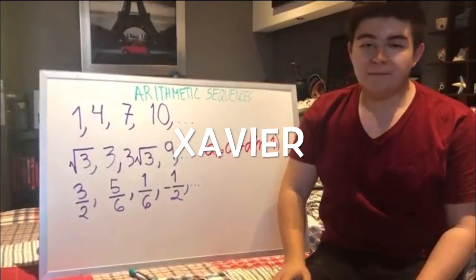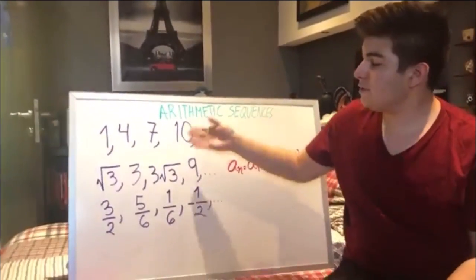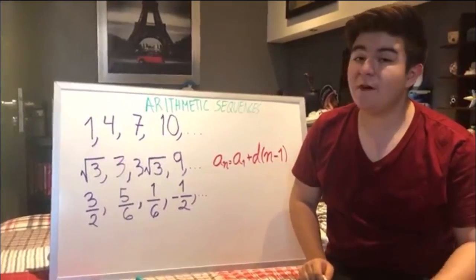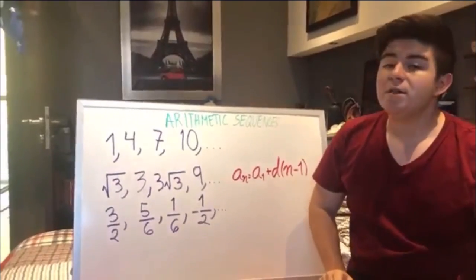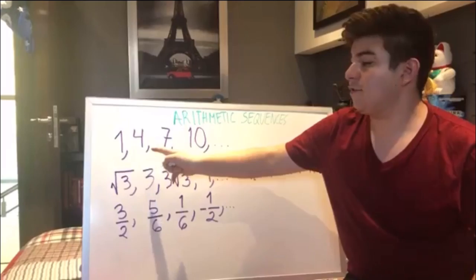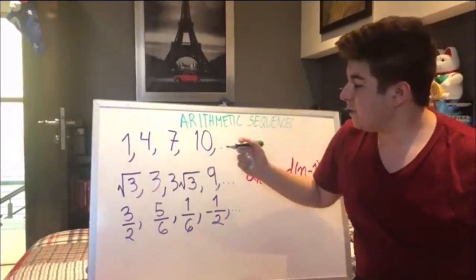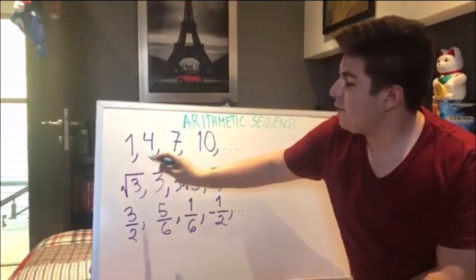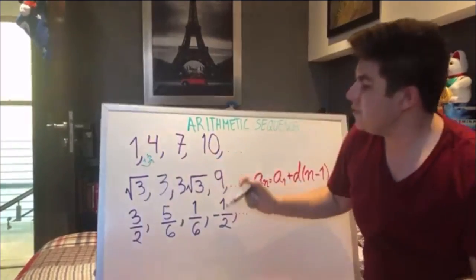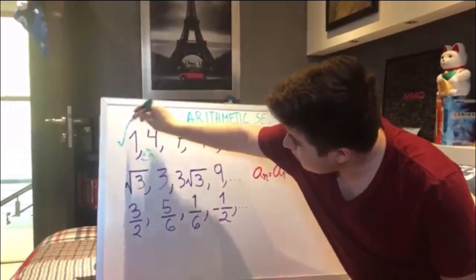So, I'm Xavier, and we're going to see a few problems with arithmetic sequences. These are 3 different problems, and first, to see if we can work with them, we have to define if they are actually arithmetic sequences. To do that, we have to see which number we have to add from the first term to the second term, and then to the third, and so on. In this first sequence, we add 3 to get to 4, as is the case to get to 7, and then to 10. So this one is in fact an arithmetic sequence.